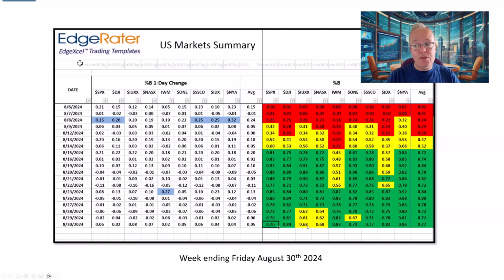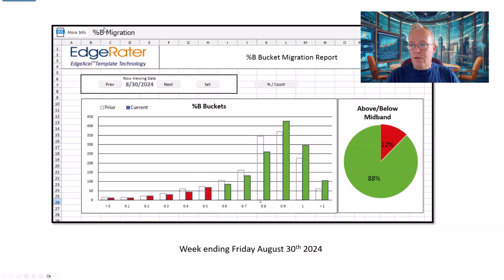And also the number of 0.68 is only 2 points below what triggers it to be a green. So that's where we ended up on Friday. And then taking a look at the percent B buckets.